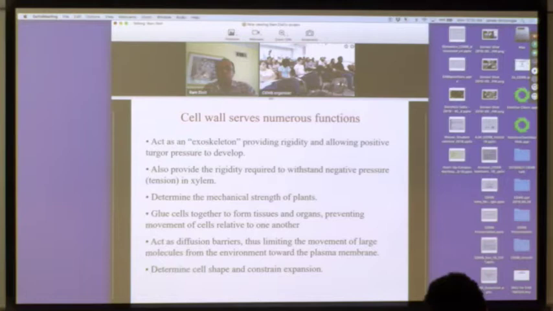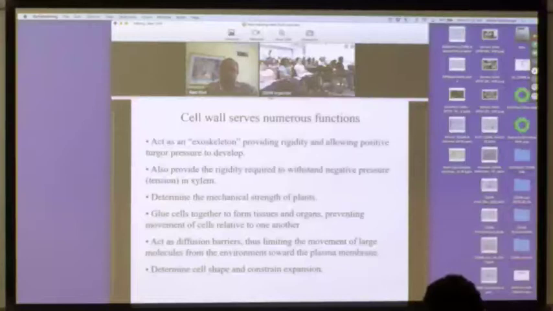So think of redwoods, all right? These trees that are incredibly tall, and to support all of that enormous weight, you need a very strong material in the form of the cell wall. Cell walls also glue cells together to form tissues and organs. So there's no cell motility. Cells basically stay where they are, roughly speaking, in plant tissues and organs. So you don't have a relative movement of cells to each other, but you do have relative growth of cells with respect to one another. Cell walls also act as diffusion barriers, and as I've described, they determine cell shape.